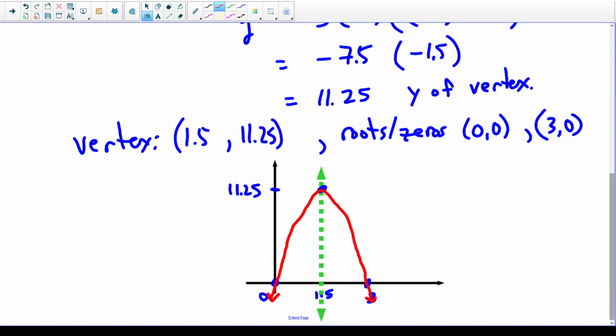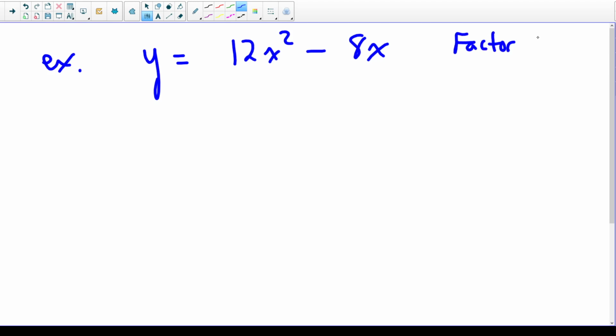Okay? Now I want to show you one little thing about what can sometimes happen when you're finding roots or zeros. So let's look at this one. If I ask you to factor to find the zeros here, or to sketch the parabola, okay, what is the greatest common factor to 12x squared and 8x? So both of those are divisible by 4. They're not divisible by 8, because this would have to be 16 or something like that, but they're both divisible by 4, right? So the greatest common factor is 4x.